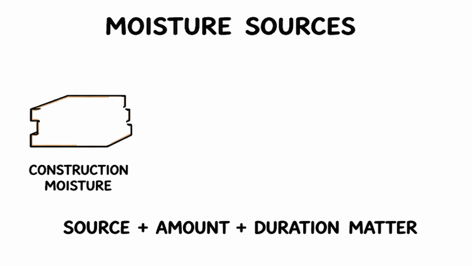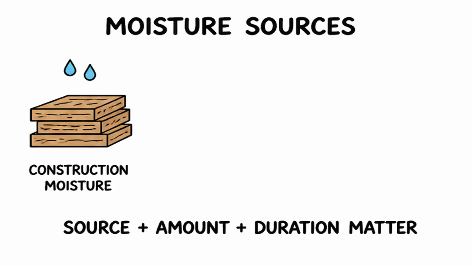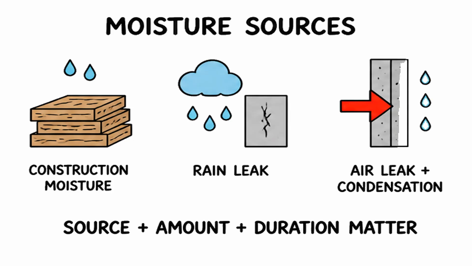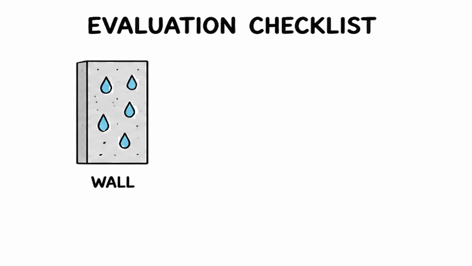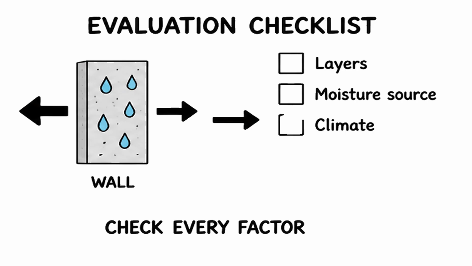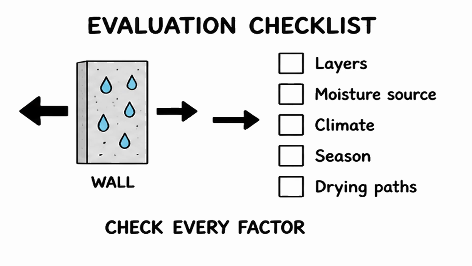A small amount of construction moisture is not the same as repeated rain entry or moisture carried through an air leak. A wall can have drying potential in both directions, but that does not guarantee equal, fast, or sufficient drying paths. Evaluate every layer, the moisture source, climate, seasonal conditions, and available drying paths.